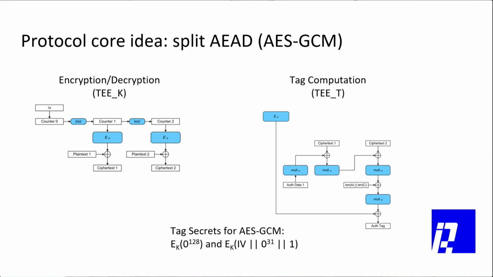Now, the clever trick we use is to divide these two operations between two TEs. Now we'll have an encryption TE, which will help the user to encrypt and decrypt data, and we'll have an authentication TE, which will help to compute the authentication tag. This division is actually the biggest insight in this story.